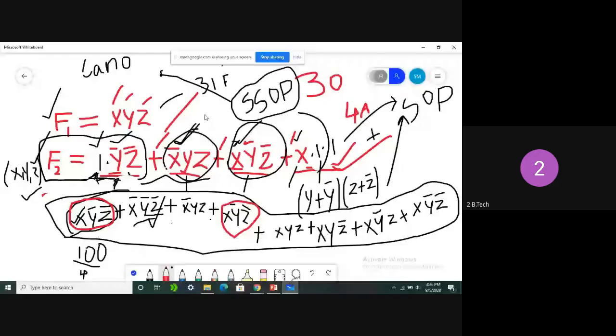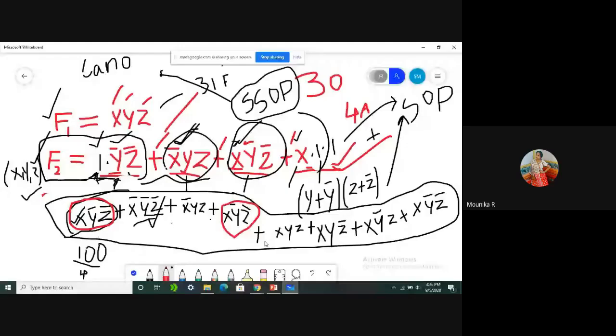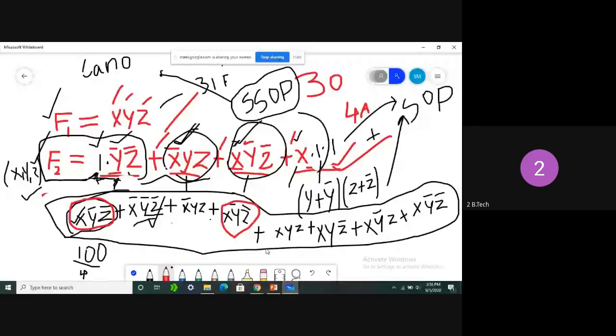Is it visible now? Yes, sir. I hope everyone is getting this whiteboard screen. Yes, sir, clear. Okay, so this is the way we can convert the red color SOP form. In the black color equation, it is standard sum of products, or else it can also be called canonical form. After converting to canonical form, if any similar terms are repeated, we can remove one term.